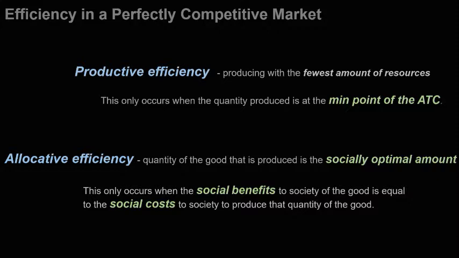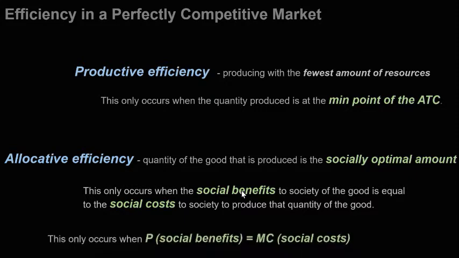Now, the social benefit to society, this is the benefit that people get from consuming the good. Now, if you recall, the buyer's valuation or willingness to pay for something represents the benefit that they get. So if we want to know what the social benefit of the good is, we can get it indirectly by looking at, well, what are people willing to pay for it? What this tells us then is that the socially optimal amount occurs when they're producing a quantity where the price paid, the social benefits, equals the cost to society, which is represented by the marginal cost.